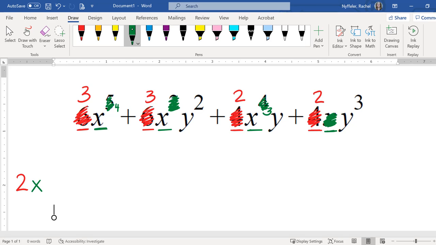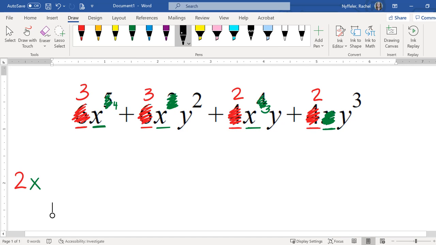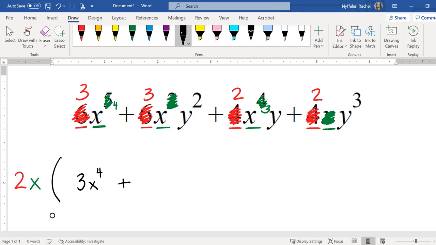Okay, this first term does not have a y. So it doesn't matter that these have y's. The first one doesn't. Our GCF is 2x. And what will remain will be 3x to the 4th plus 3xy squared plus 2x cubed y plus 2y cubed.